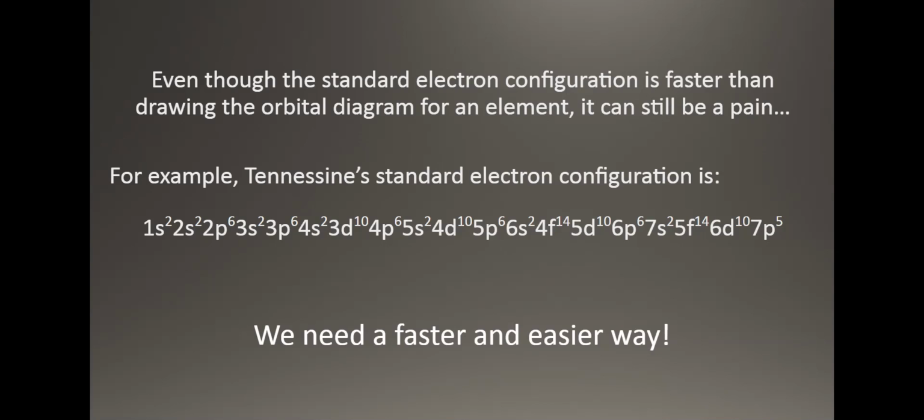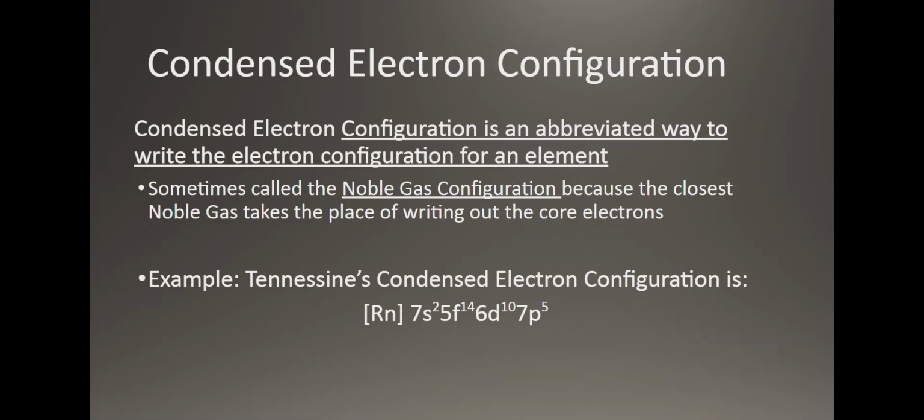For example, Tennessine's standard electron configuration is ginormous, as you can see. Once you get used to the pattern, it becomes faster, but that's still a lot of information to write out. So chemists, being the eternal lazy people, are always looking for a faster and easier way to do this. So we came up with condensed electron configuration.